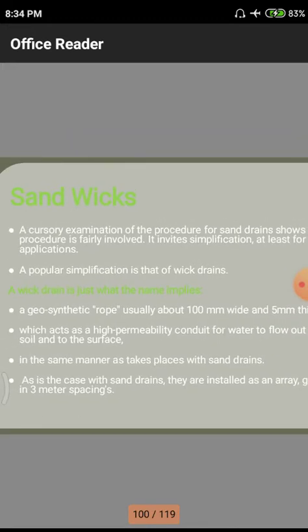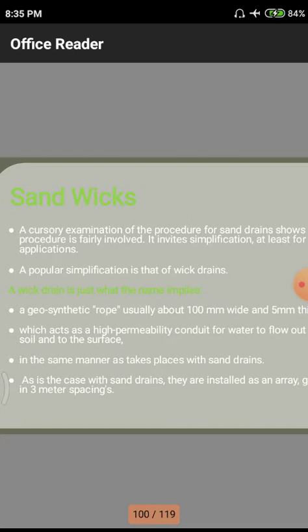Previously I discussed that we have to maintain a proper slope to remove water in the field. These geo drains remove the water using the proper slope and particular polymeric materials with 100 mm width and 5 mm thickness. The same process is implemented in sand drains also. This is the process of sand wicks. Previously we used sand drains to remove the water using preloading techniques, but in sand wicks we use a rope-like synthetic material that has permeability capacity.